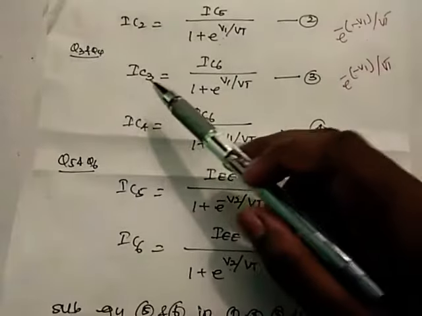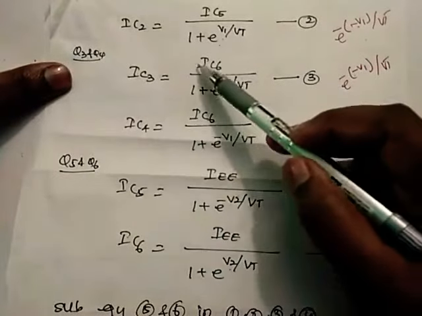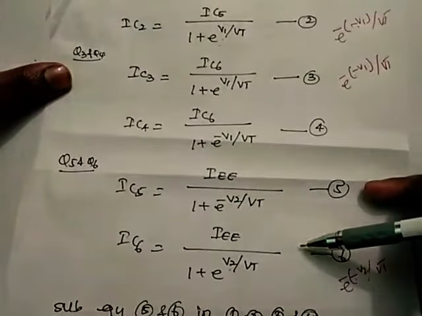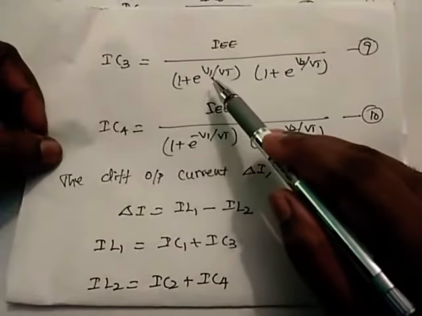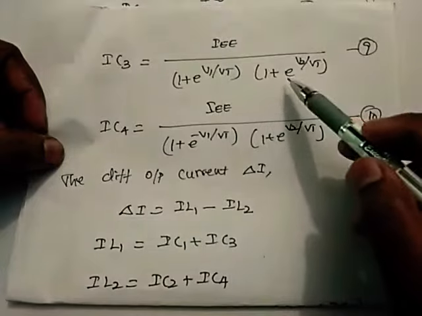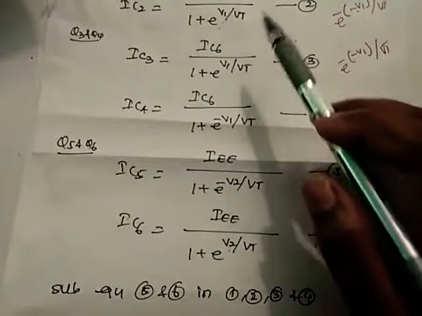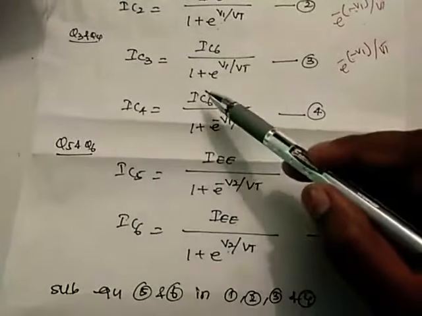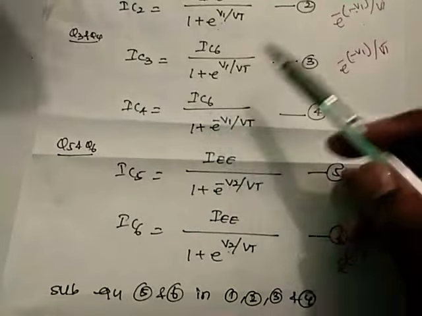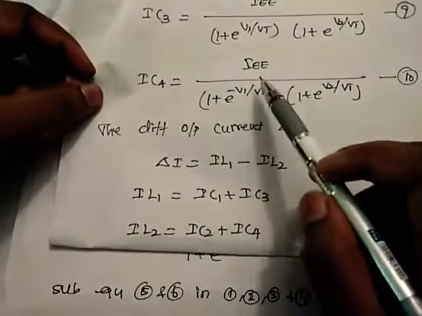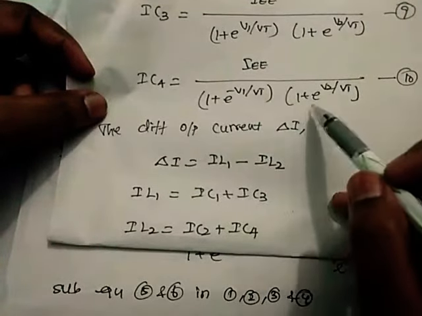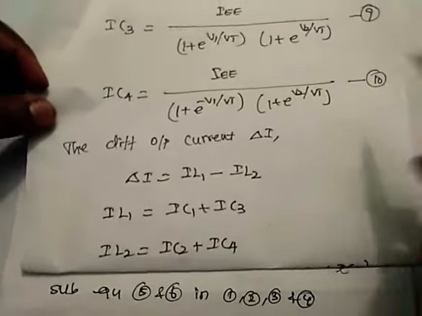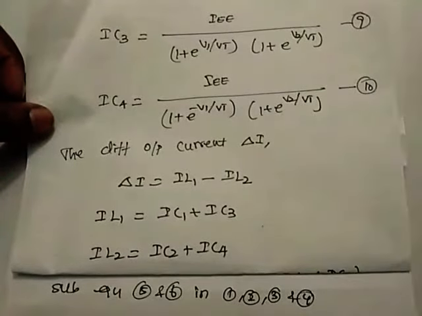And also, we can write the IC3 value by substituting IC6, that is equation number 6, in equation number 3. We will get IC3 is equal to IE divided by (1 plus e to the power of V1 divided by Vt) into (1 plus e to the power of V2 divided by Vt). The same way, for IC4 also we can substitute IC6 in this equation. We'll get IC4 is equal to IE divided by (1 plus e to the power of minus V1 by Vt) into (1 plus e to the power of V2 divided by Vt). Take this as equation number 9 and 10.